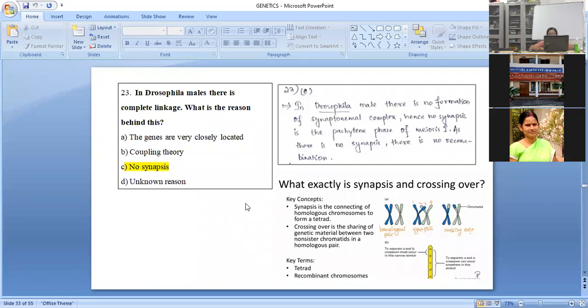In Drosophila, there is no formation of synaptonemal complex. So no synapsis occurs in the pachytene phase. As there is no synapsis, there is no recombination. Synapsis happens, then crossover happens, and after crossover, recombination happens. But in this case, there is no synapsis. So that is why recombination chances are 0 and complete linkage is found in case of Drosophila males.